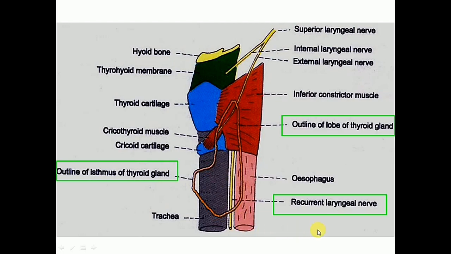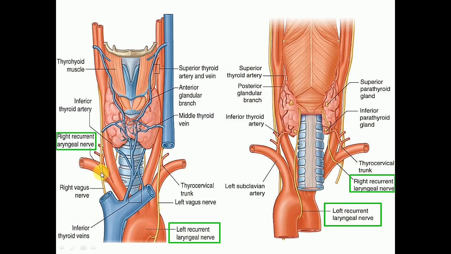Now out of the two, right and left, the origin of the two recurrent laryngeal nerves is different on the two sides. The recurrent laryngeal nerves are branches of vagus nerve. On the right side, the right recurrent laryngeal nerve arises from right vagus in the root of neck. This nerve winds round the subclavian artery on the right and then ascends between trachea and esophagus, related with thyroid gland. But on the left side, the left recurrent laryngeal nerve arises from the left vagus in the thorax, and then it loops around the arch of aorta and then ascends up in the neck, having similar course.